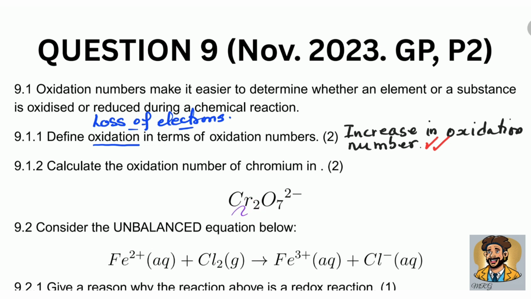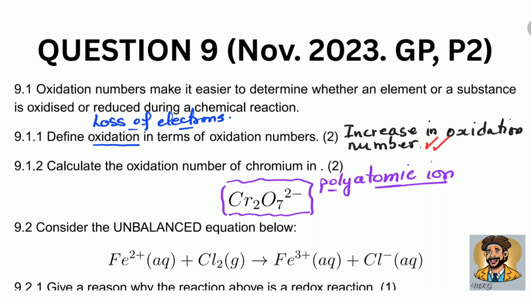What we have here, all of this, is what we call a polyatomic ion, and you can see that the polyatomic ion has a charge of -2. The charge of that polyatomic ion is -2. So the addition of the oxidation numbers of every atom in there will be equal to the charge of that polyatomic ion. That is a rule. So if you add the oxidation number of chromium plus the oxidation number of oxygen, that is equal to -2.